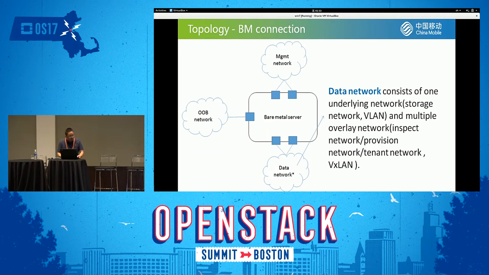This is the view of BM connection. This connection is to our OOB network, just for IPMI control. The bottom is for our data networking. The upper is management networking. In this talk, we focus on the two 10G NICs, just this one. The network consists of one on-LAN network just for storage, and multiple off-LAN networks for inspect, provision and tenant. The storage network is a VLAN encapsulated solution, and the overlay level is a VXLAN encapsulated solution.